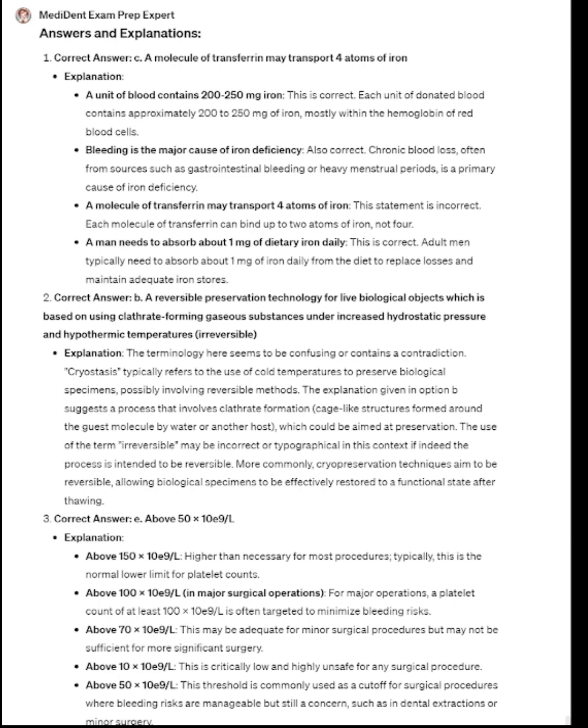Above 70 by 10^9/L, this may be adequate for minor surgical procedures, but may not be sufficient for more significant surgery. Below 10 by 10^9/L, this is critically low and highly unsafe for any surgical procedure. Above 50 by 10^9/L, this threshold is commonly used as a cutoff for surgical procedures where bleeding risks are manageable, but still a concern, such as in dental extractions or minor surgery.